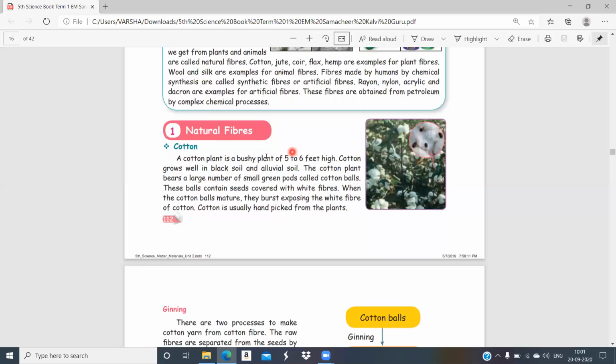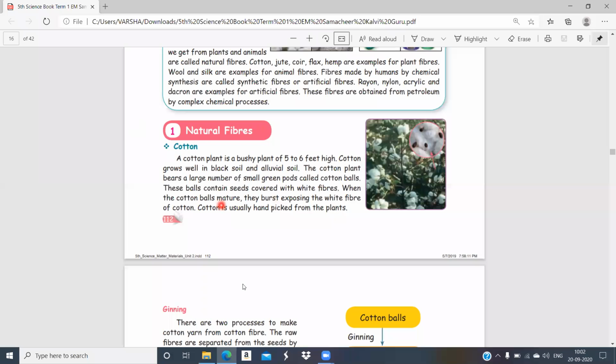First we will see natural fibers. Cotton. Cotton is a bushy plant of 5 to 6 feet high. Cotton grows well in black and alluvial soil. The cotton plant bears a large number of green pods called cotton balls. Each ball contains seeds covered with white fiber. When the cotton balls mature, they burst, exposing the white fibers of cotton. Cotton is usually hand-picked from the plant.